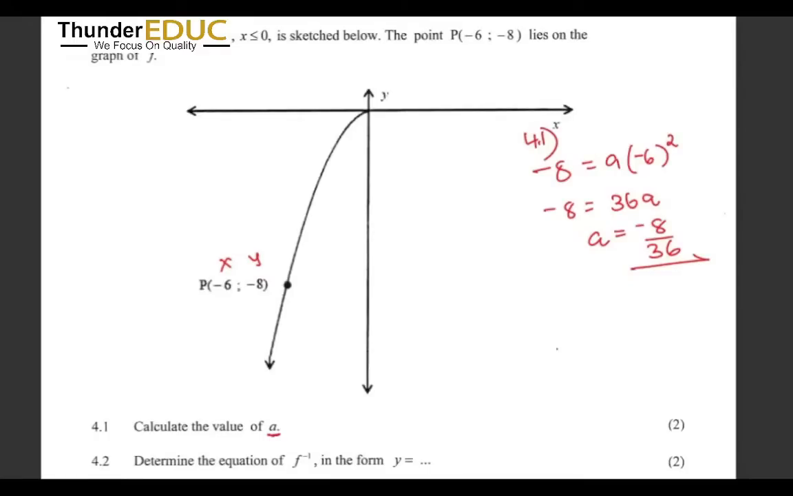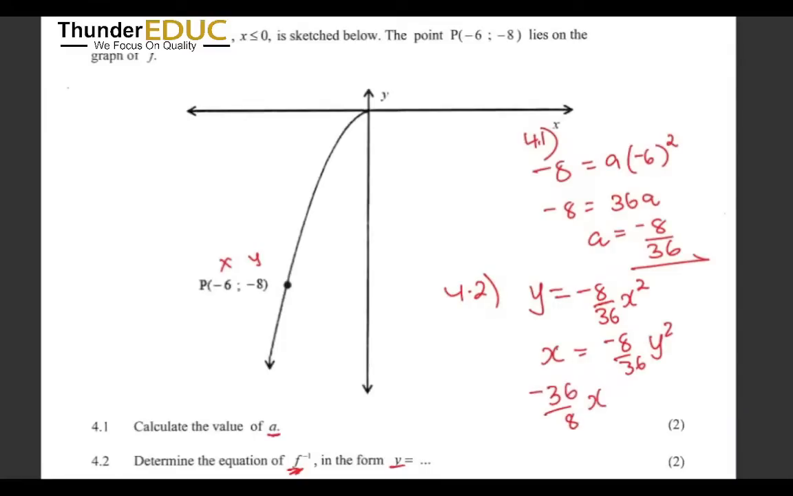Then 4.2, they want us to get the inverse in the form of y. So with the inverse, let me just write it like that: y is equal to negative 8 over 36 x squared. We switch x and y. Let me not rush to put the y there. Let me start by putting x is equal to negative 8 over 36 y squared. Move all this to that side. So it's going to be negative 36 over 8x is equal to y squared, and then find the square root.